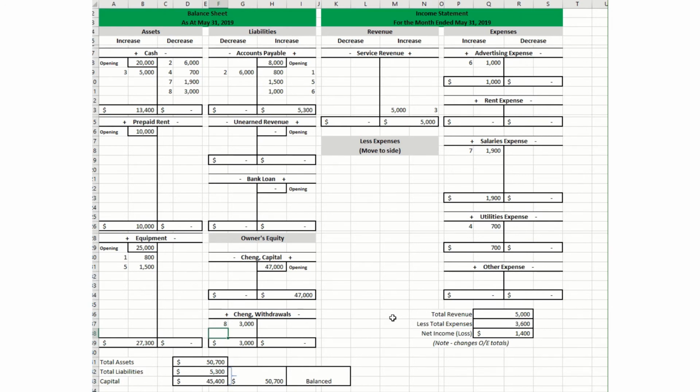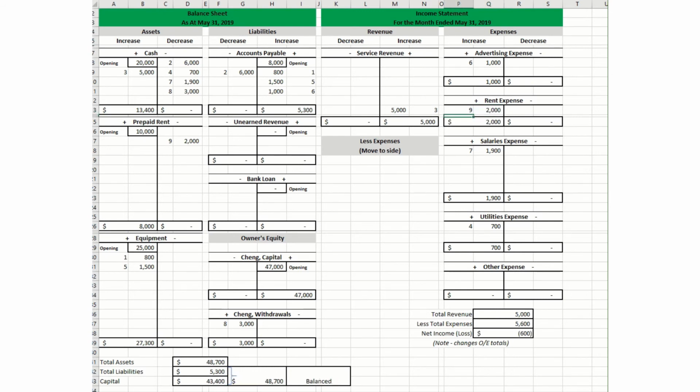Transaction number 9 is you recognize $2,000 of rent for May, which was in prepaids. So we're being told in prepaids we want to reduce it for transaction 9 for an amount of $2,000, which then becomes a rent expense, an increase or a debit to rent expense for the same $2,000.